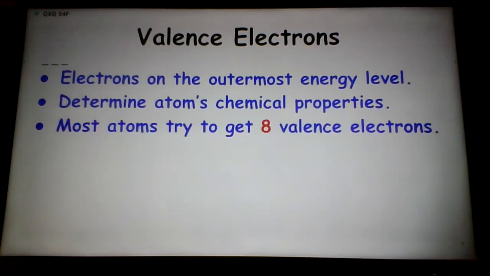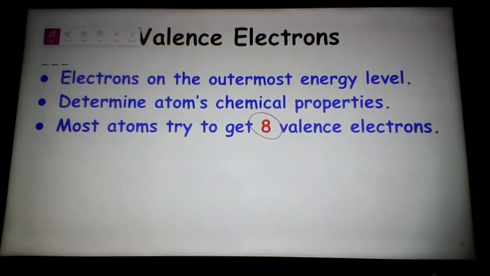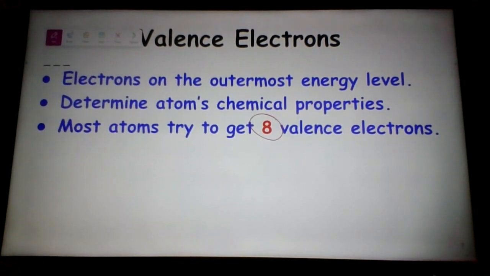And I want you to know this number 8, which is why I highlighted this in red. This is a magic number right here, because almost every element, with a few exceptions, they're trying to get 8 valence electrons. When we talk about elements combining in our next chapter, then we'll see that a little bit more clearly. And I'll tell you about the exceptions at that point as well. But almost all elements are trying to get 8 valence electrons. Why the number is 8, I really don't know. God knows exactly what he's doing.